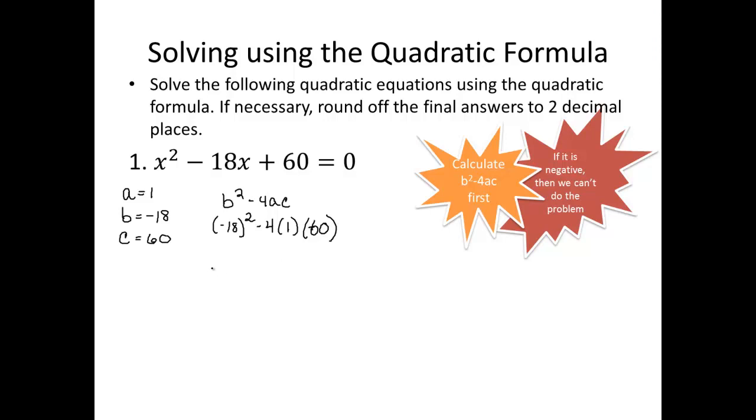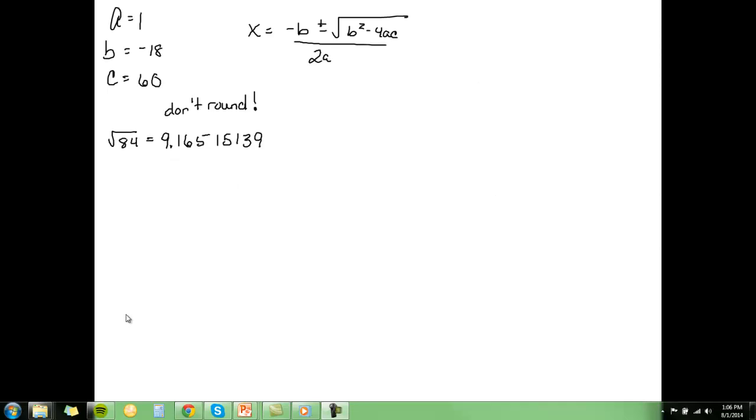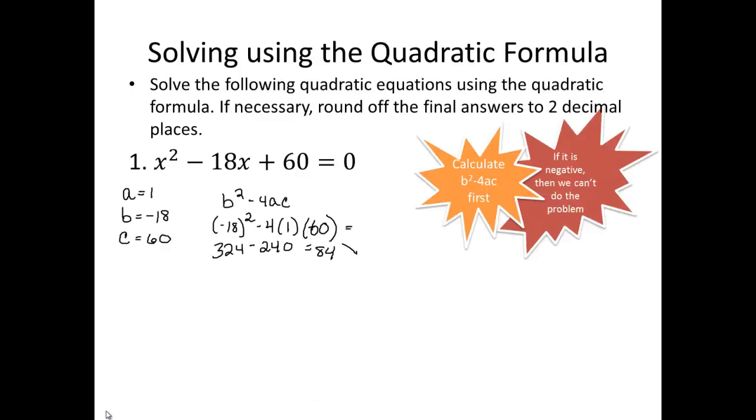So we'll calculate b squared minus 4ac for this problem, and it'll be negative 18 squared minus 4 times 1 times 60. That gives you 324 minus 240, which is 84. So that's a positive number, so we can continue on and try to complete the problem. Take the square root of 84.